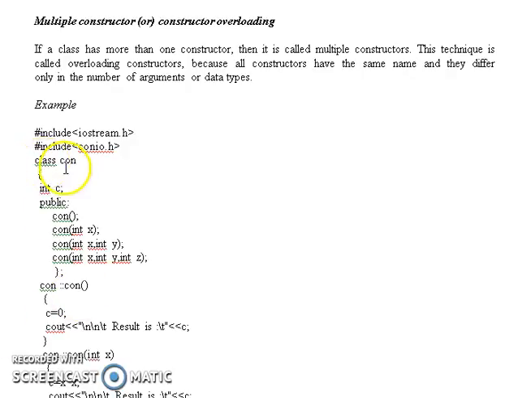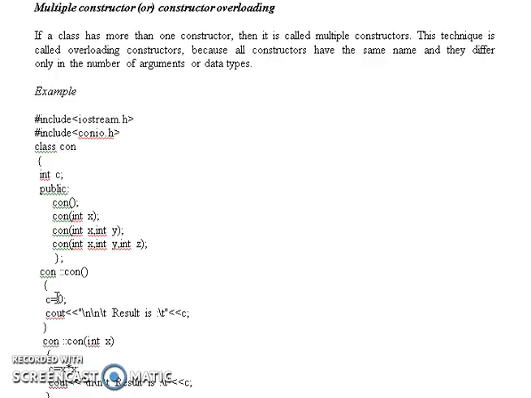So here you have a class con. Inside the class you have one, two, three, and four constructors. This is one constructor, another constructor, that is a constructor with parameters, and you have three more constructors with parameters. If there is more than one constructor, then it is multiple constructors. Also all the constructors have the same name as the class name, therefore you call it constructor overloading. So in that program you have four constructors, all with the same name.